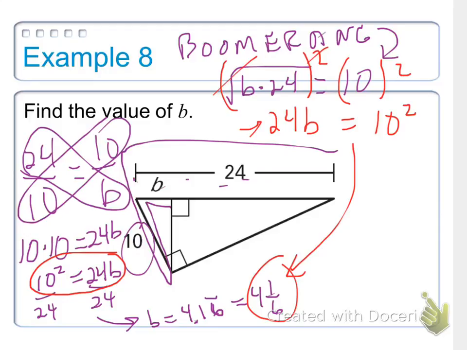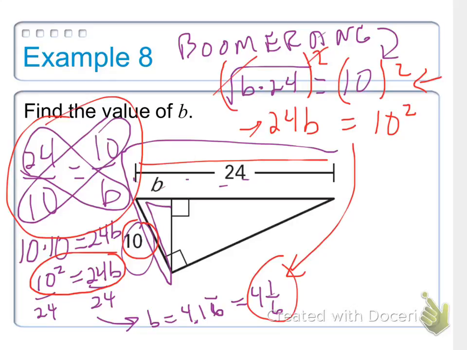Just it's a little less work. Starting here is a little less work. It kind of short circuits this, makes it go a little faster than that. But otherwise it's the same thing. So if you understand the geometric mean, remember, the geometric mean of the short side is the hypotenuse times the short piece of the hypotenuse.